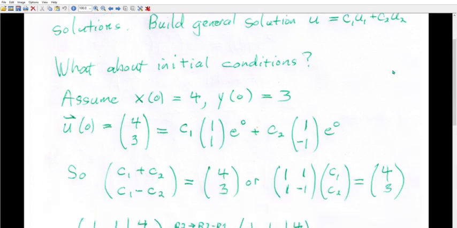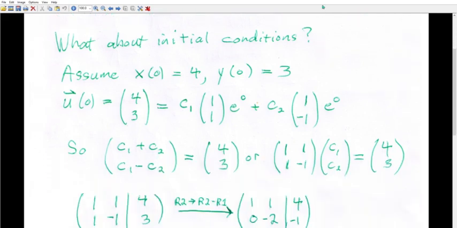Now, how do we handle initial conditions? So in this situation, back to the solutions we had before, let's assume that x naught is 4 and that y naught, or y at 0, is 3. Okay, so that means that u of 0 is (4, 3), and u is c1 u1 plus c2 u2.